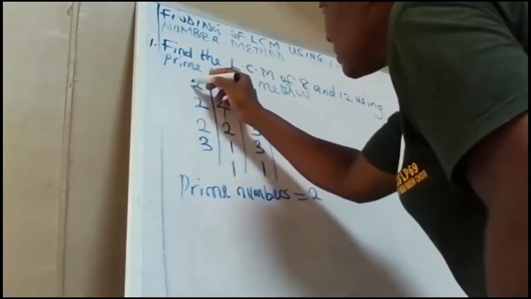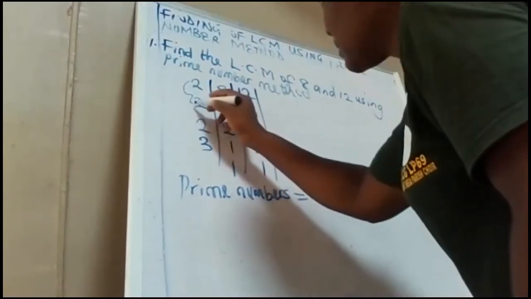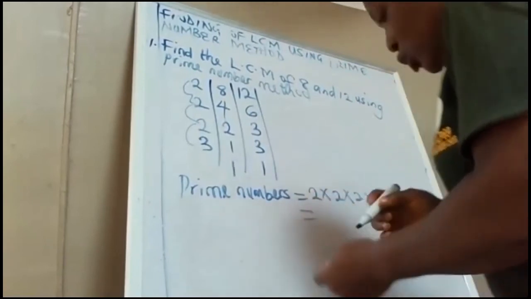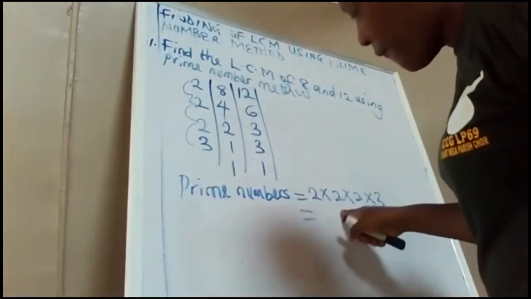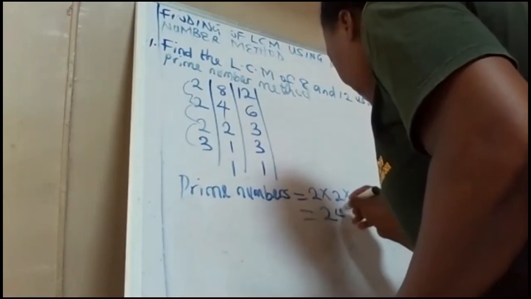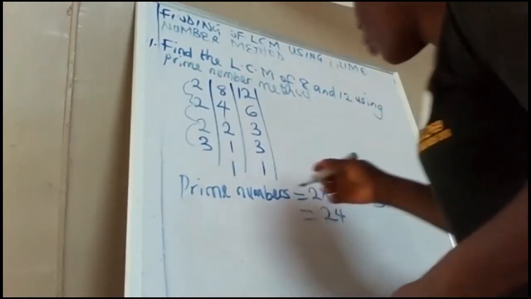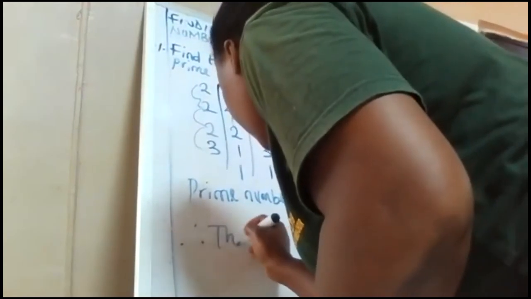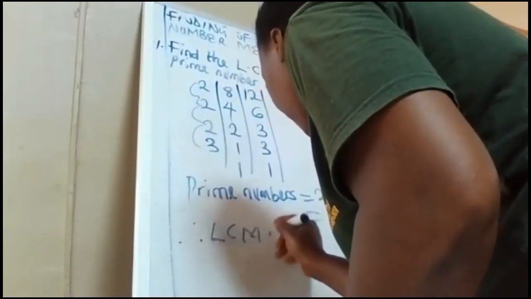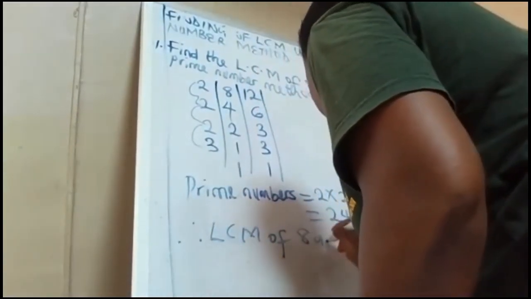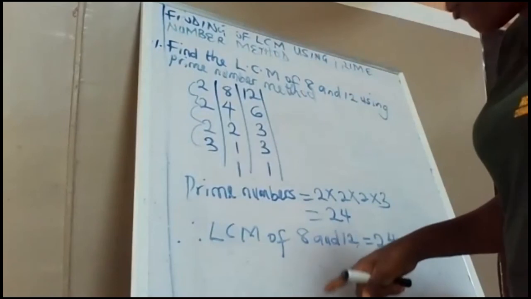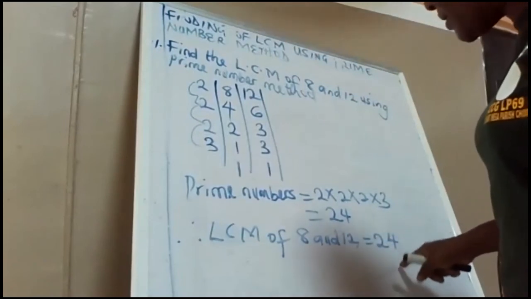The prime numbers that I've used are 2 times 2 times 2 times 3. 2 times 2 will give me 4. 4 times 2, 8. And 8 times 3 will give me 24. So the LCM of 8 and 12 equals 24.